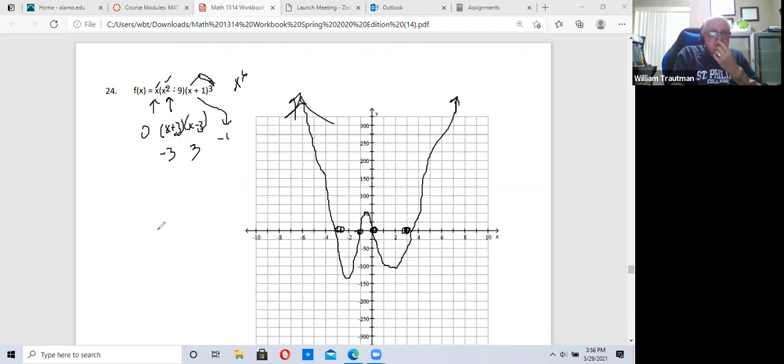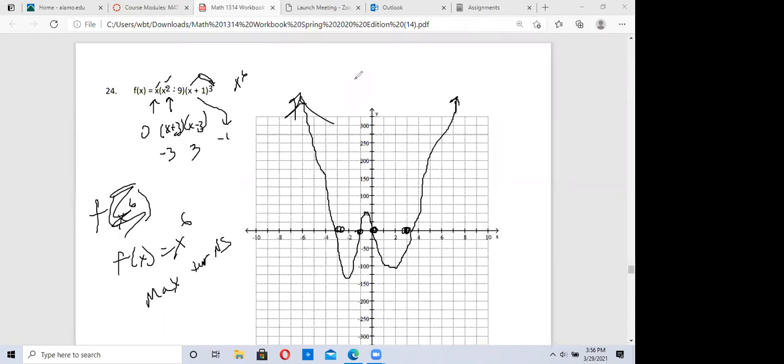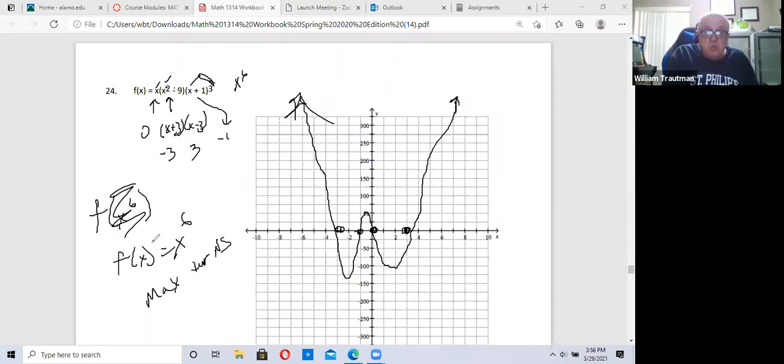I briefly talked about, I'm not going to mention, if you have a function, x to the 6, what's the maximum number of turns allowed? Anybody remember that? What's the maximum number of turns? 5? Yes, it's always 1 minus the power. So the maximum number of turns is 5.